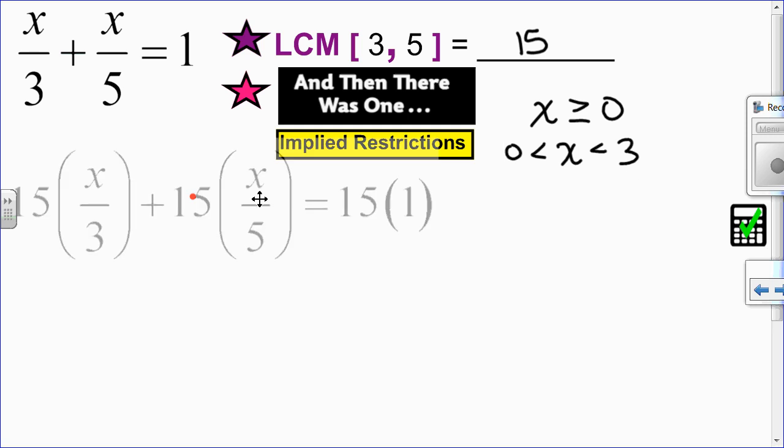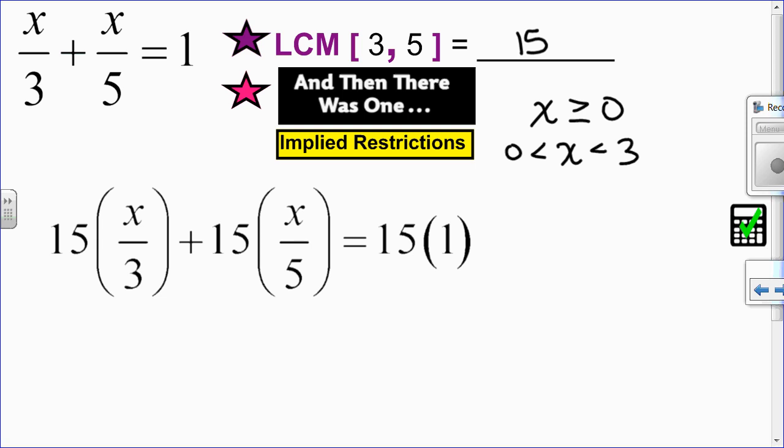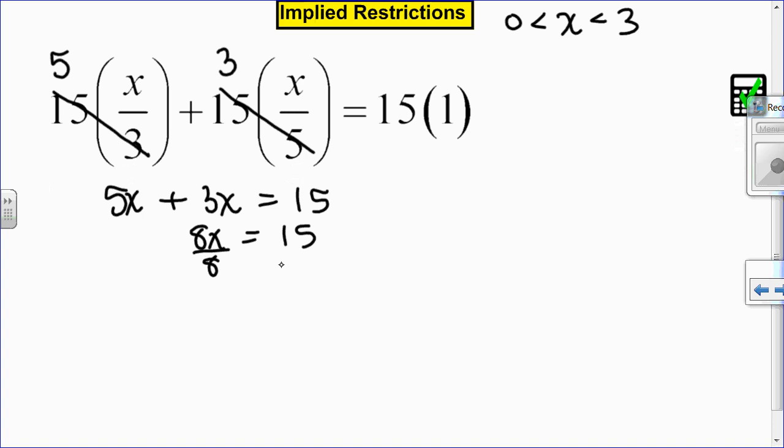So let's multiply everything by 15 to get rid of my fractions. So here I have 15 divided by 3 is 5. 15 divided by 5 is 3. And now I have no more fractions. So I have 5x plus 3x equals 15. So this is 8x equals 15. Then I'll divide both sides by 8. And I get that x is equal to 15 over 8.